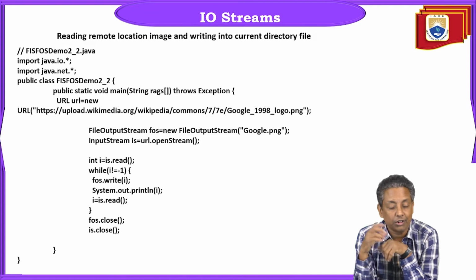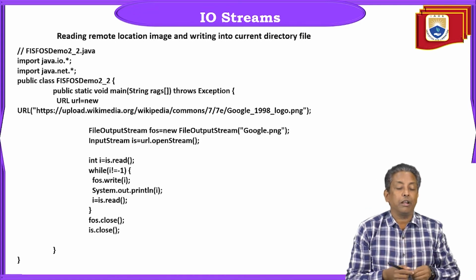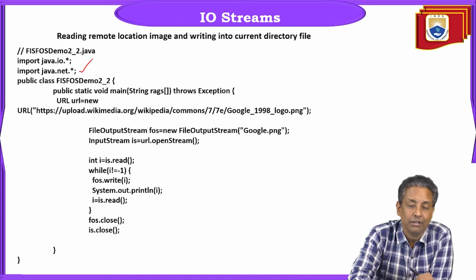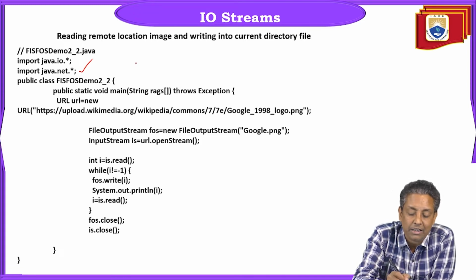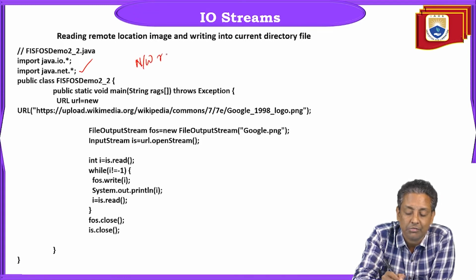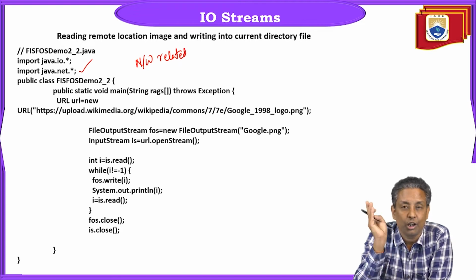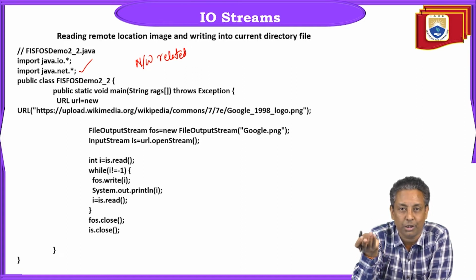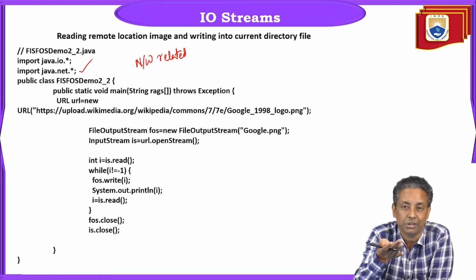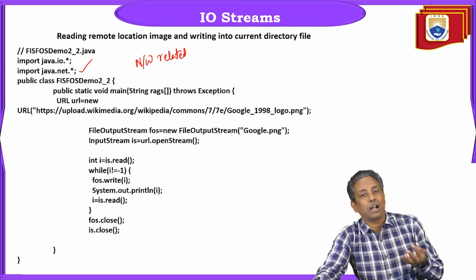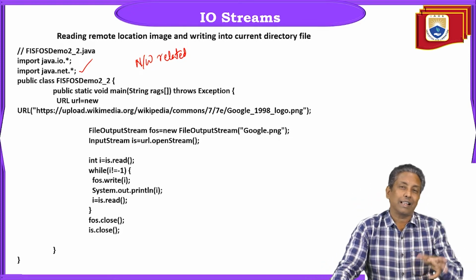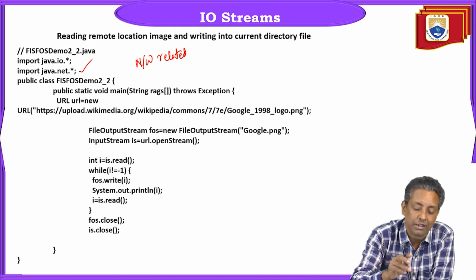The solution is, here we need to import one more package called java.net. The java.net package consists of all the network related classes such as URLConnection, HttpURLConnection, InetAddress, and the resolution of IP address to domain name and domain name to IP address you can do through the InetAddress class. URLConnection, HttpURLConnection, InetAddress, Socket, ServerSocket, DatagramPacket. All these classes exist in the java.net package.